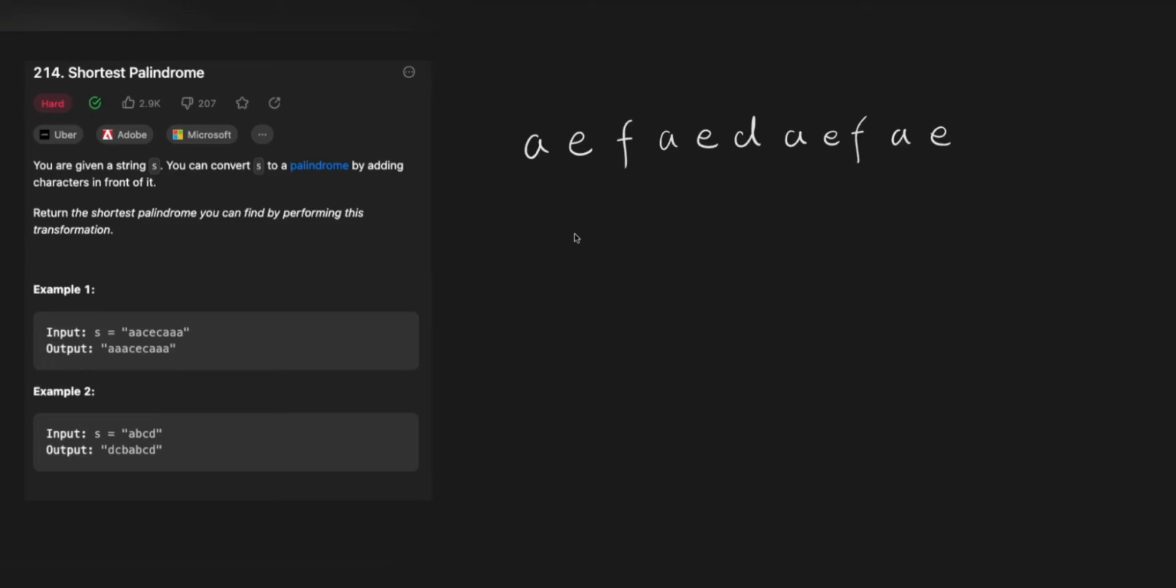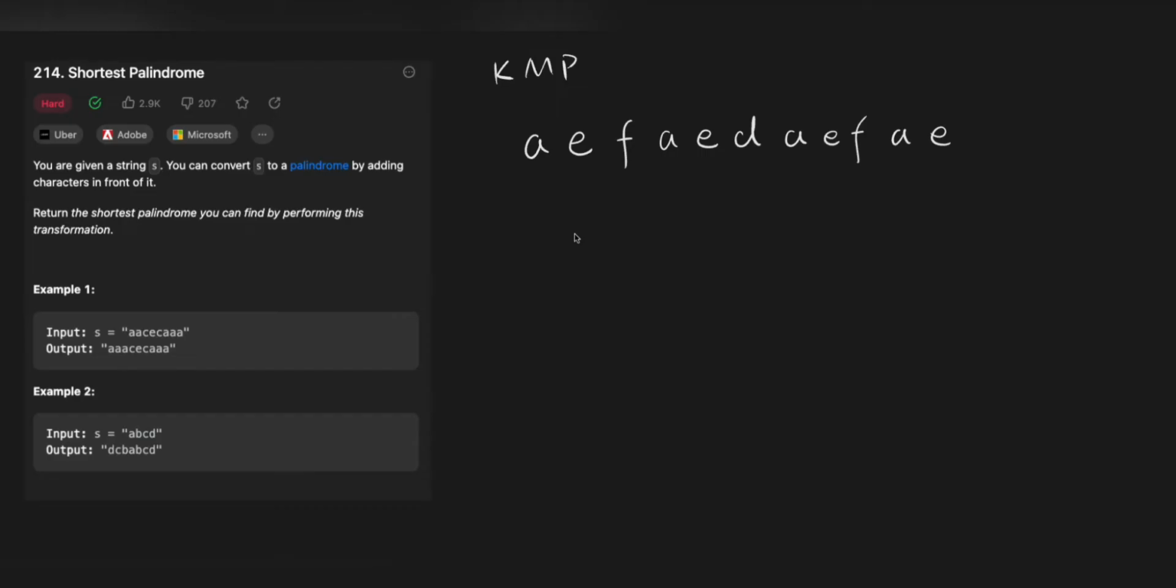Talk about how to solve the LeetCode problem, shortest palindrome. Before we start coding, I want to talk about an algorithm called the KMP algorithm, which is kind of a key point to solve this problem.